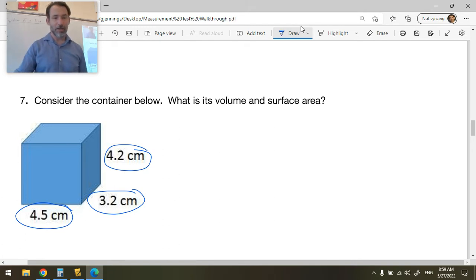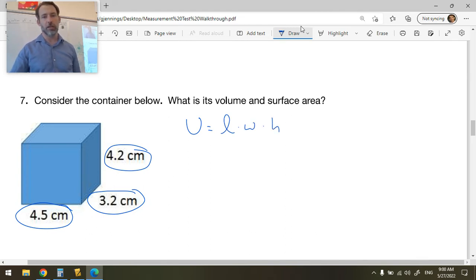Sorry, I forgot. Here, so these are all different dimensions. So it's a rectangular prism. It's not a cube. Can't be a cube with different dimensions. So the volume is equal to length times width times height, and then you substitute in. The surface area is equal to, well, it's 2 times this face, because this face happens on this side and the back side, 2 times this face, and 2 times this face.